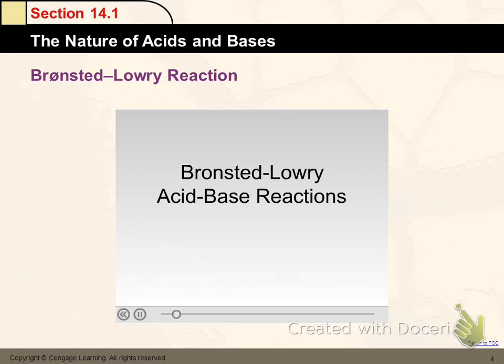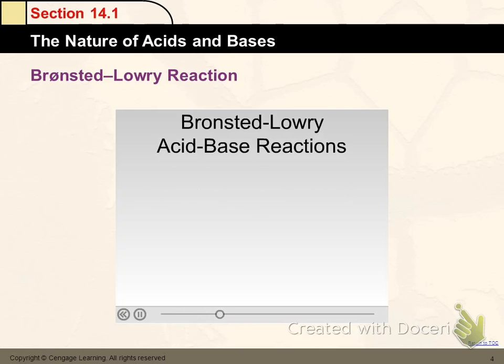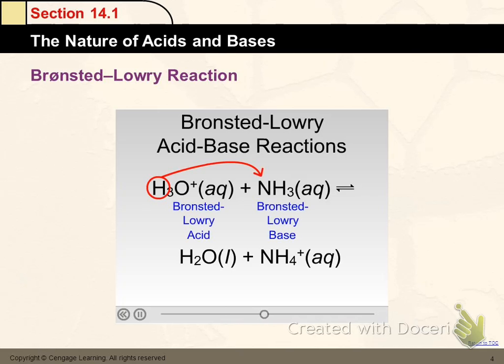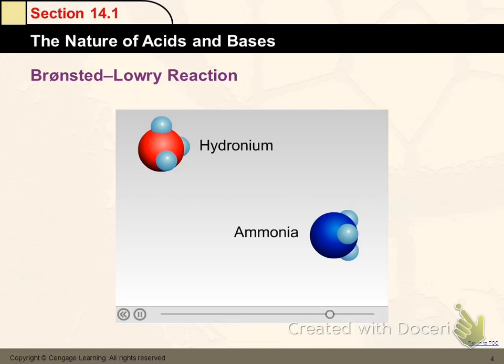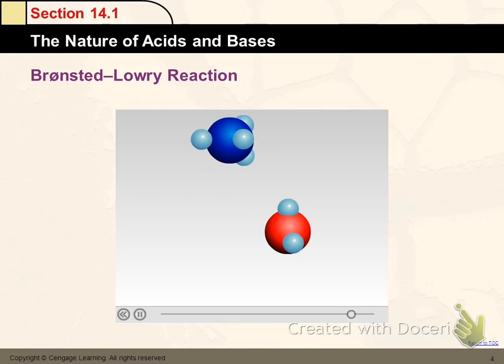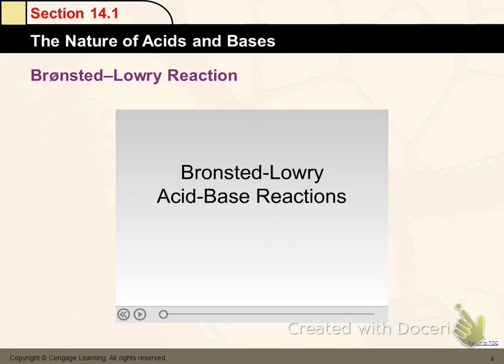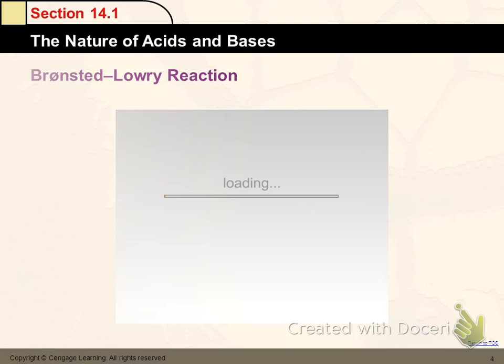The Brønsted-Lowry concept defines acids as proton donors and bases as proton acceptors. In the reaction of aqueous hydronium ions and ammonia molecules, the hydronium ion acts as the Brønsted-Lowry acid and the ammonia molecule as the Brønsted-Lowry base. The net effect is that of a proton transfer from hydronium to ammonia, forming water and the ammonium ion. So as you're able to see, it's just about the transfer of the proton from one form to another, forming, therefore, a conjugate acid and conjugate base pair, which we talked about earlier in the year.